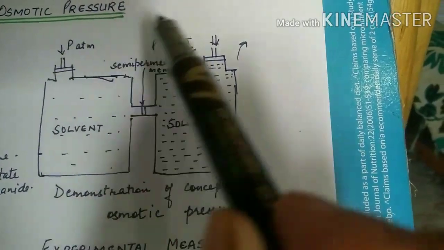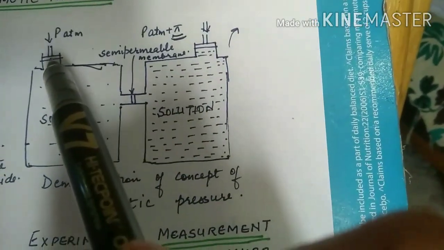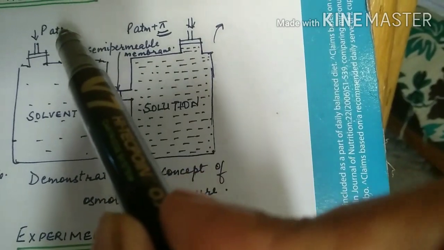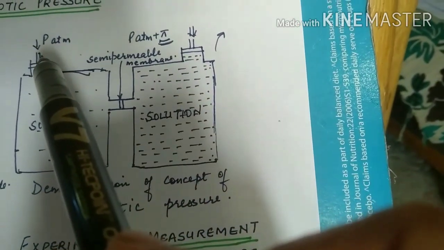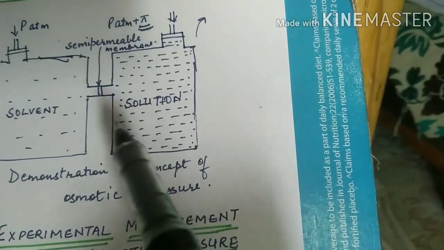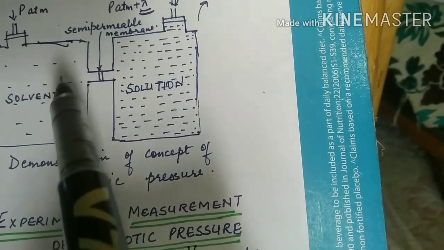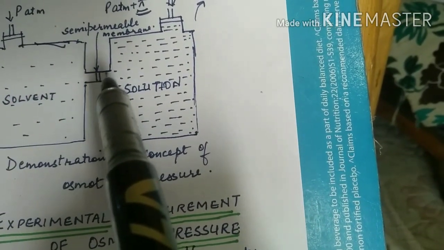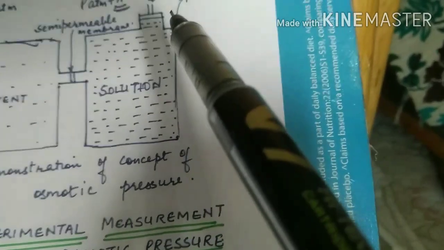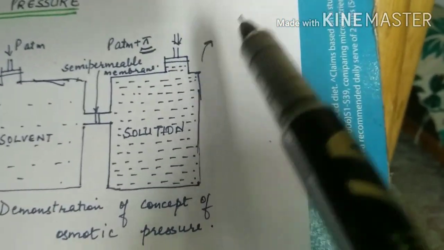We have pistons attached to both the sides. Here the piston exerts a pressure equal to atmospheric pressure. Now, because of osmosis, there is a tendency of the solvent molecules to move through the semi-permeable membrane into the solution, because of which the water may move outwards.